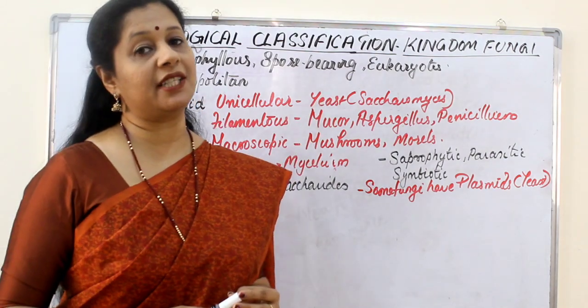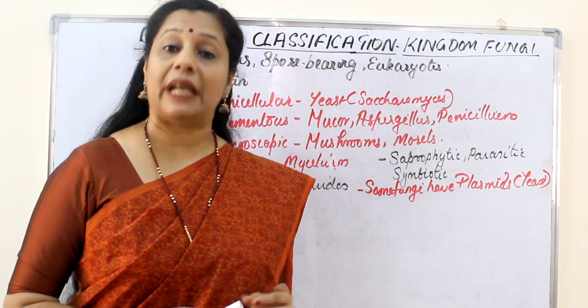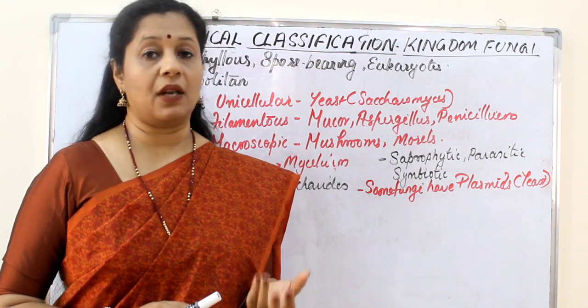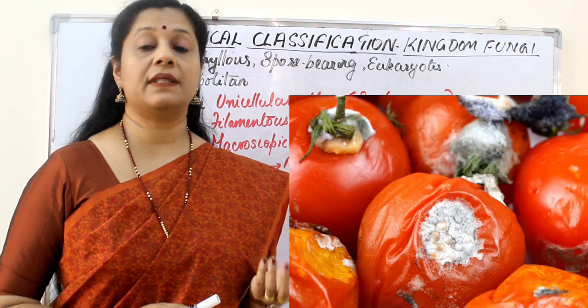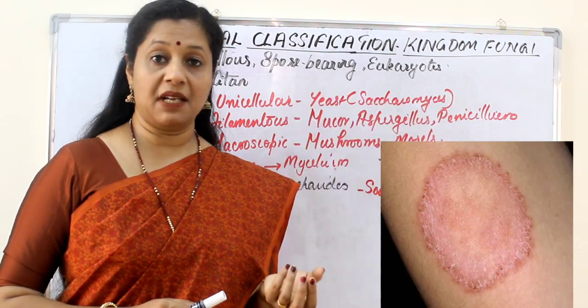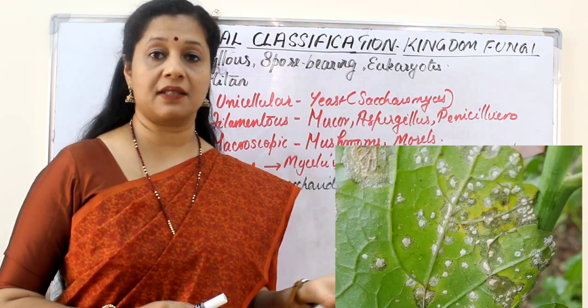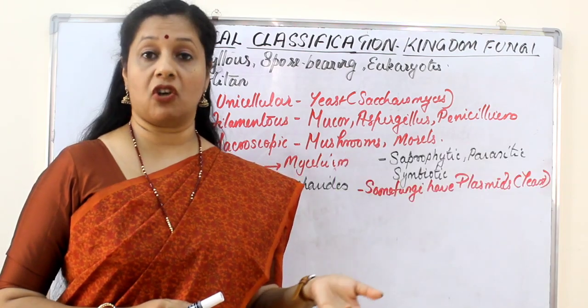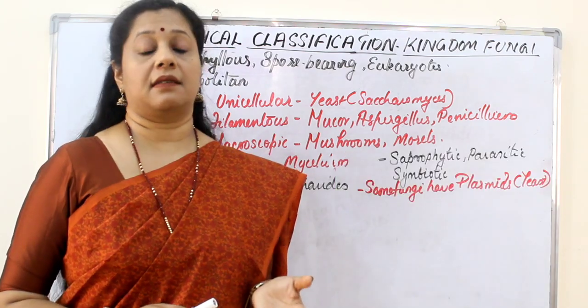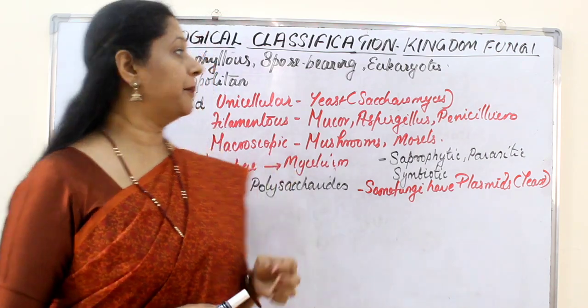Next is their distribution. They are cosmopolitan in distribution, means they are found everywhere. They are there in soil, in water, in air, on the eatables or the fruits, the vegetables, on the skin of animals as causing infections, plants causing infections, and also on instruments or leather. All these things we can find fungi.